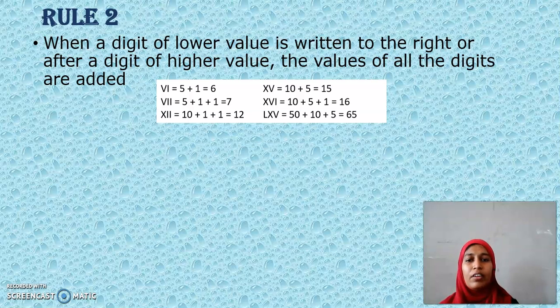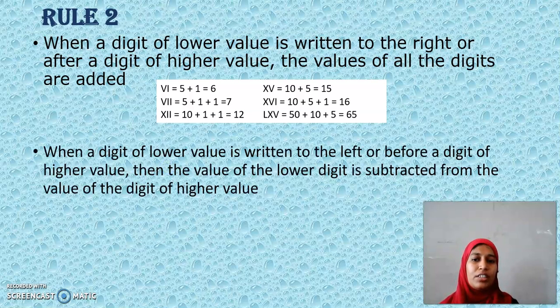Similarly, we have another rule. When a digit of lower value is written to the left. In the previous rule, it was written to the right. Now it is written to the left, or before a digit, both mean the same, of a higher value, then the value of the lower digit is subtracted from the value of the digit of higher value. Here we have to subtract if it is placed left to the number.